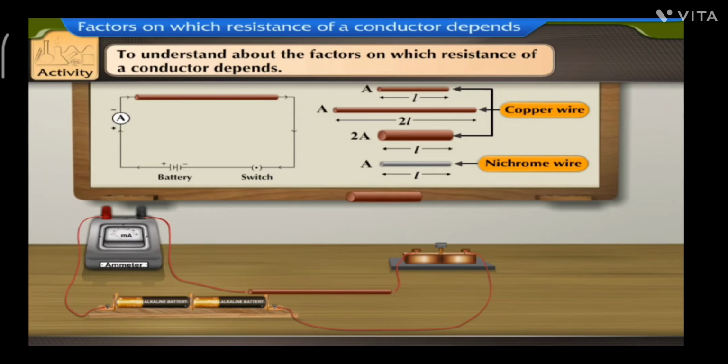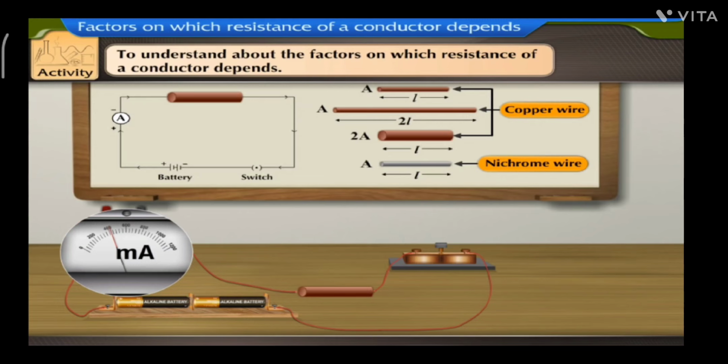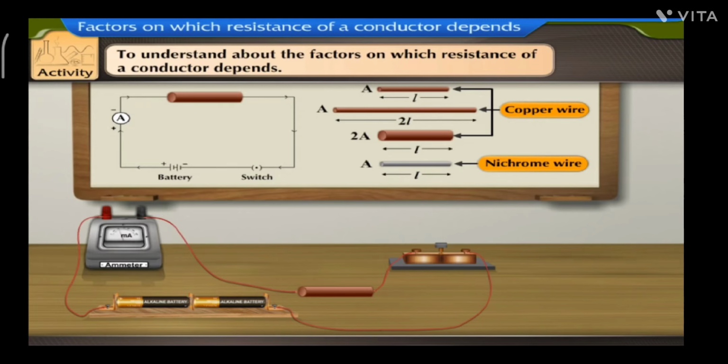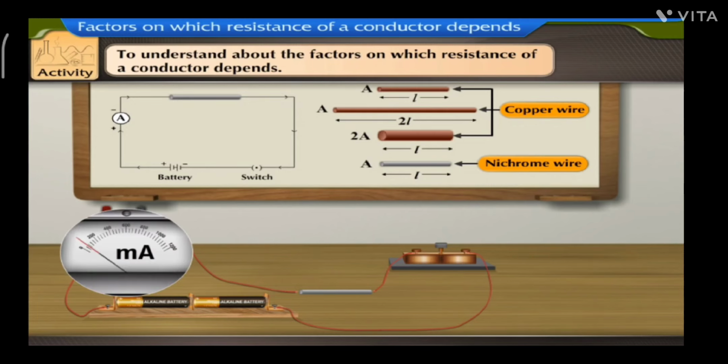Now replace the wire by another copper wire having larger cross-sectional area but length the same as that in the first case, that is L. Take note of the ammeter reading. Now replace the copper wire by a nichrome wire of the same length and area of cross-section as in the first case, and note down the current flowing in the circuit through the ammeter.